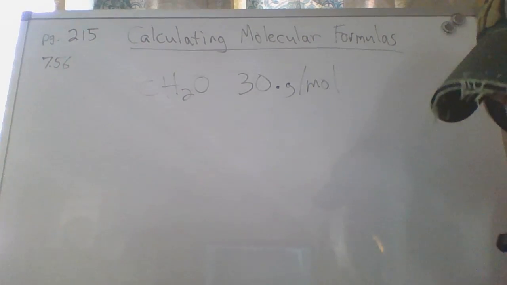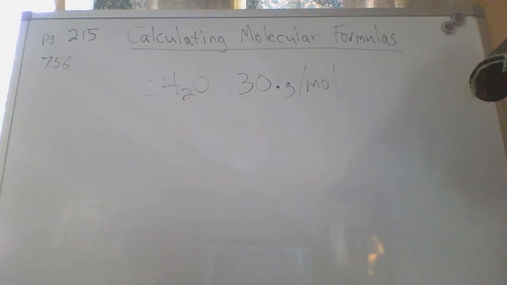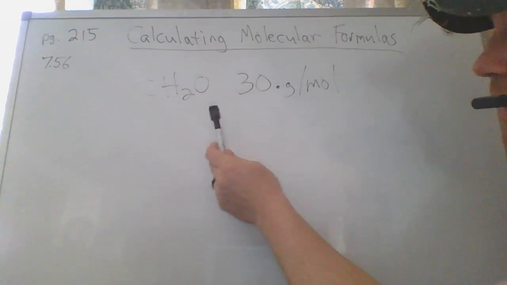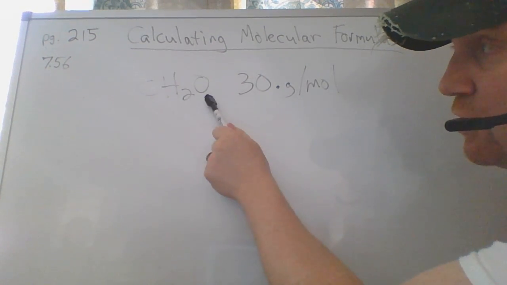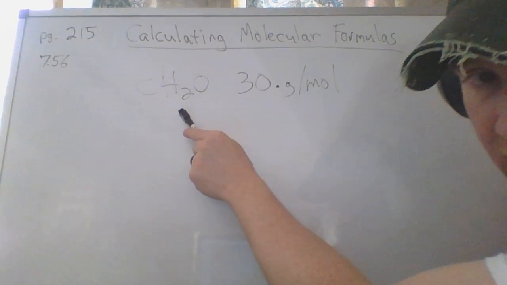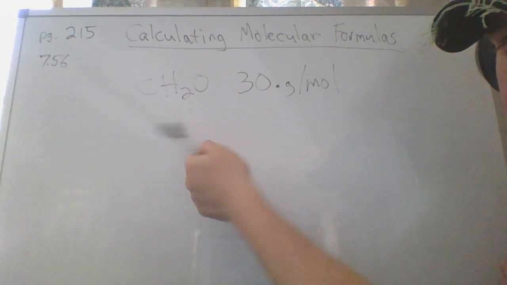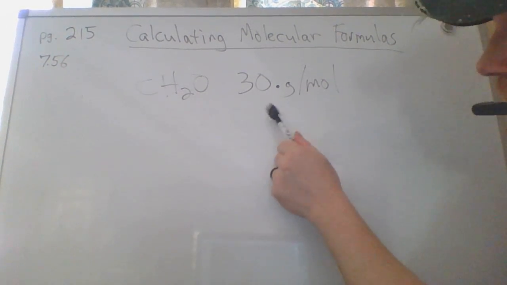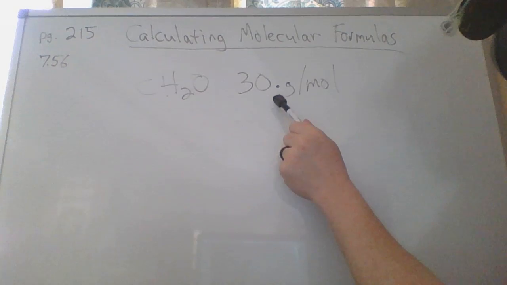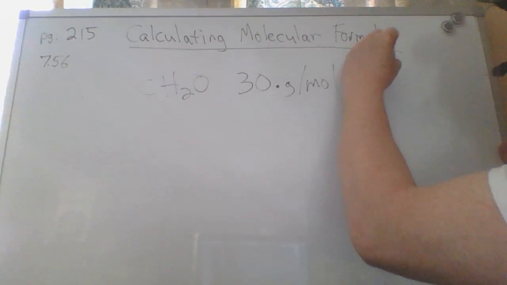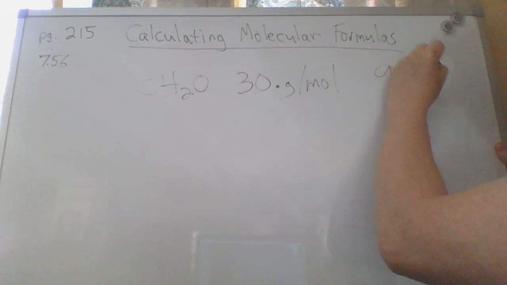Okay, I didn't show myself adding it up because we should know how to calculate molar mass, and I'm trying to make the video as brief as possible. If I take CH2O and I add up 1 carbon plus 2 hydrogens plus 1 oxygen from the periodic table, and I find the molar mass of our empirical formula, it comes out to 30 grams per mole. Well, how does that relate to 90 grams per mole?